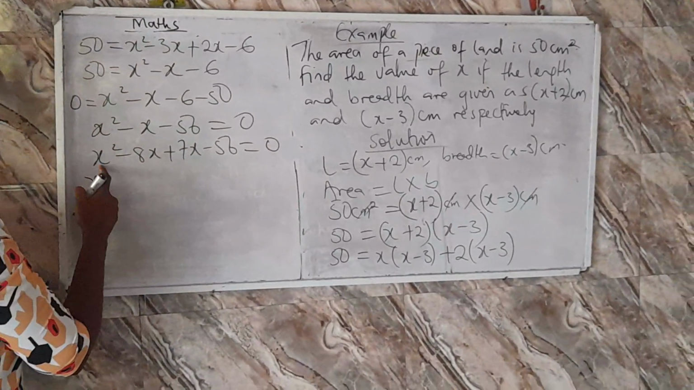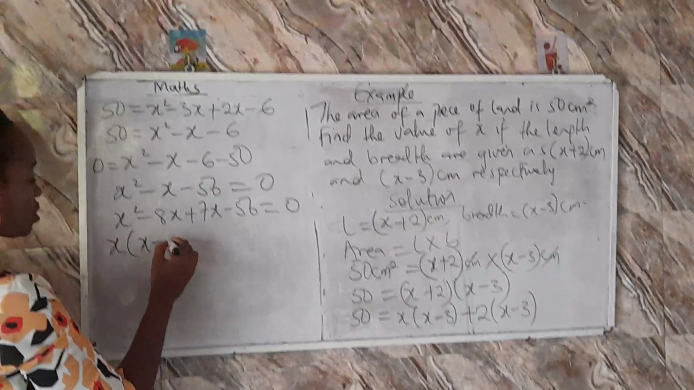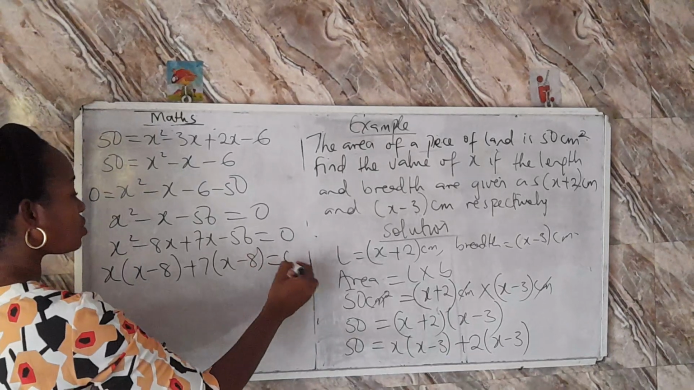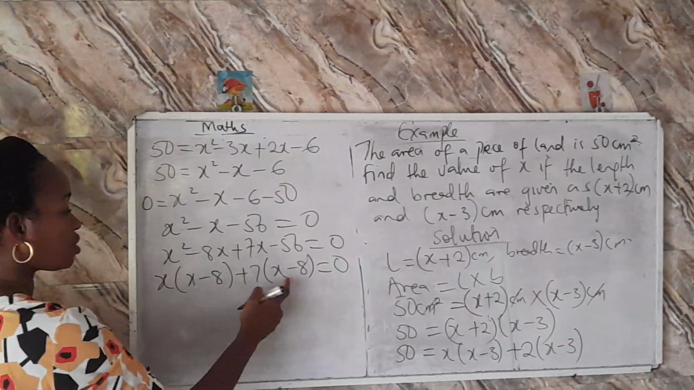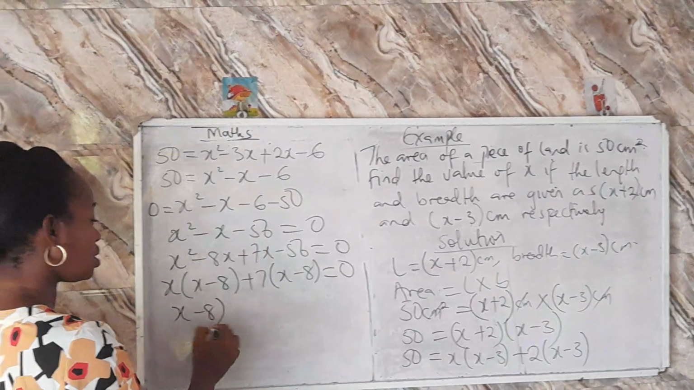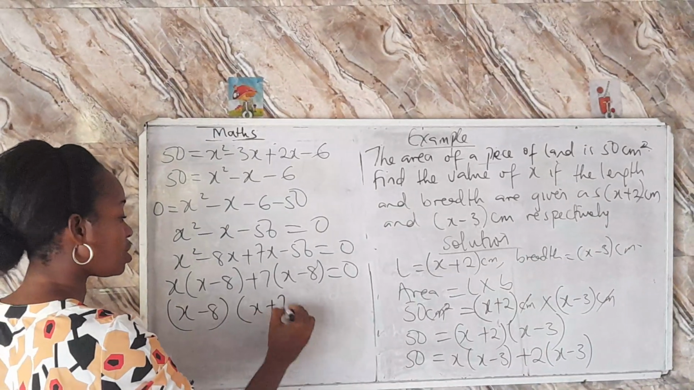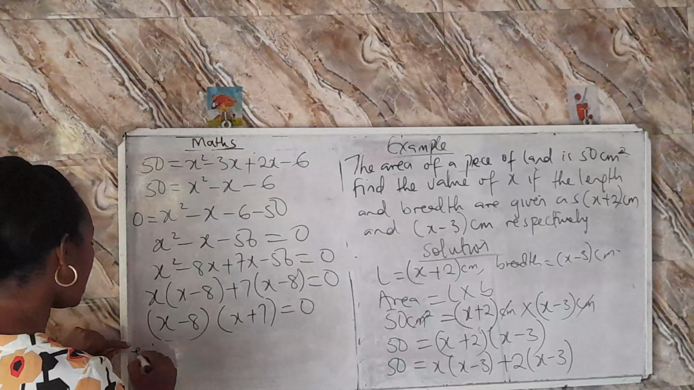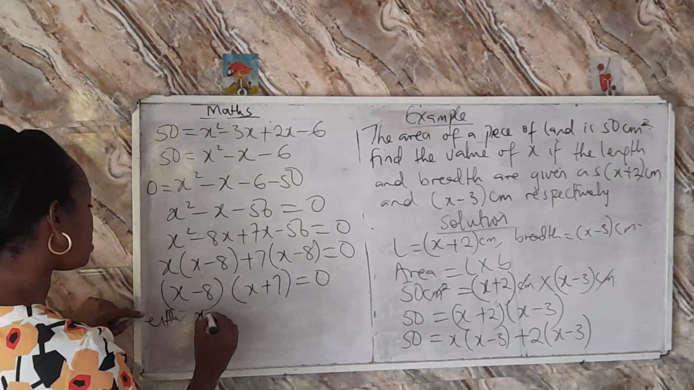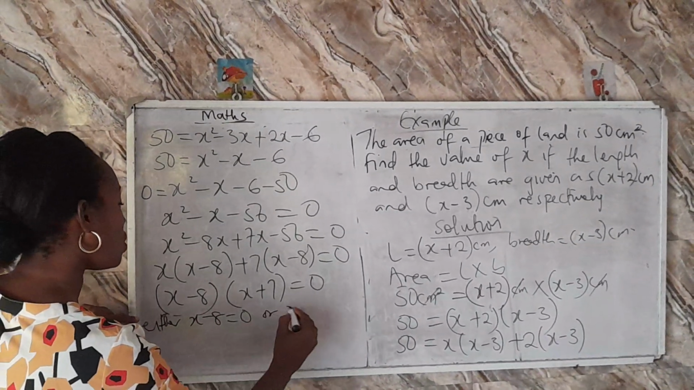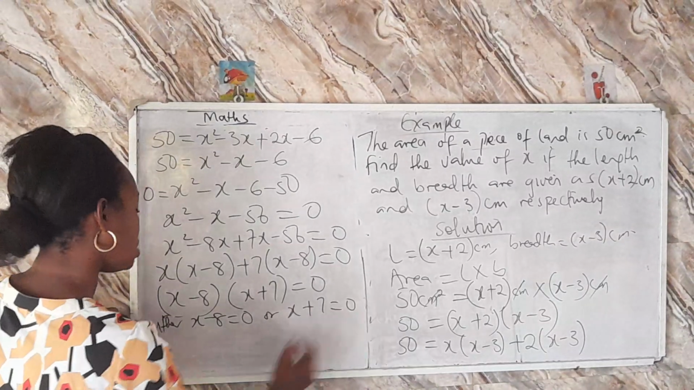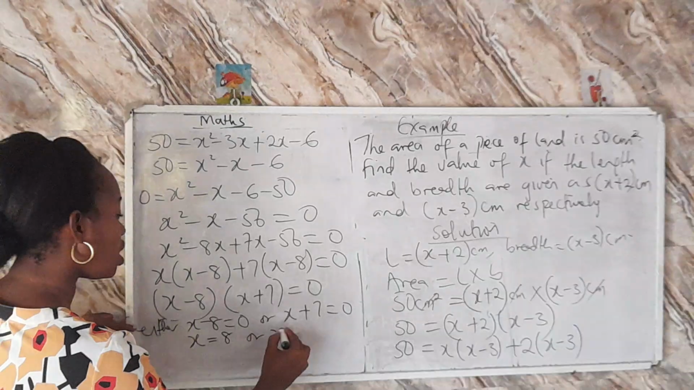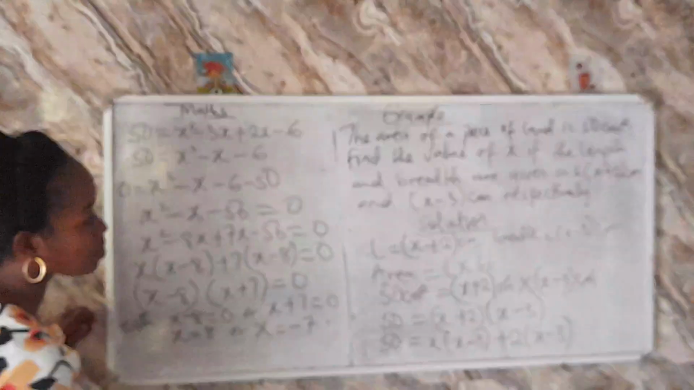So when you factor out, you have x into x minus 8 plus 7 into x minus 8 equal to 0. So factor out these two. You have x minus 8 into x plus 7 equal to 0. So what do we do? This means either x minus 8 is 0 or x plus 7 is 0. So here x will be 8 or x will be negative 7.